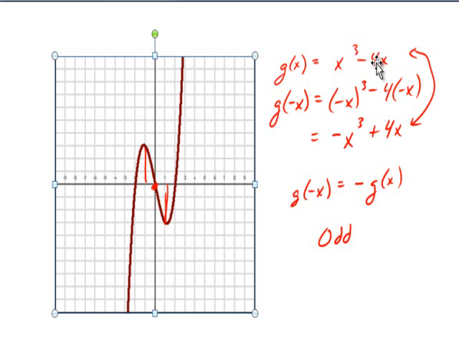So looking at the function, if it's a polynomial, if we have all even exponents, the function's even. If they're all odd, it's odd. If we have a mixture, it's neither even nor odd.